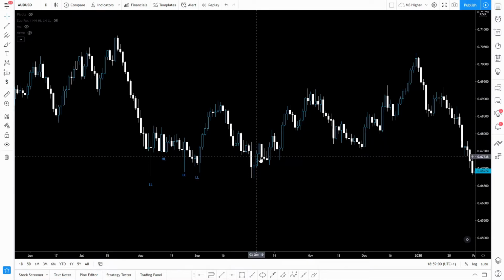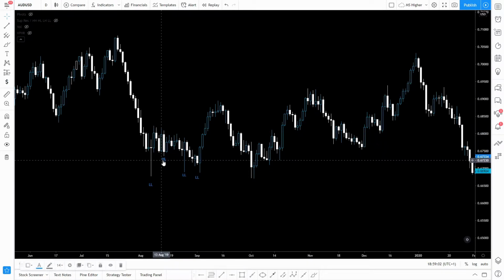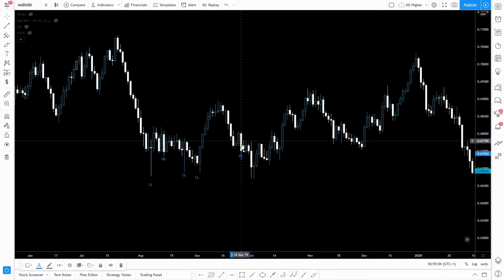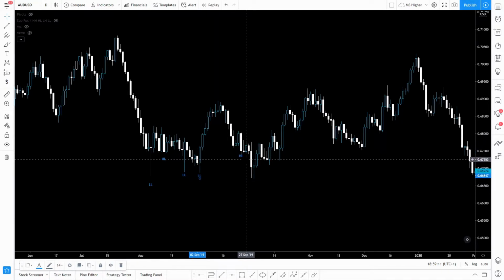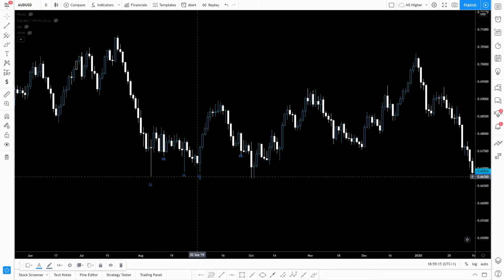Then we've got a higher low right here. It's come down, made this higher low, come back up. It hasn't broken this lower low right here. And then it's come back up, come back down, and what do we have? A lower low, because it's broken this right here, hasn't it? So let's put the lower low over here.